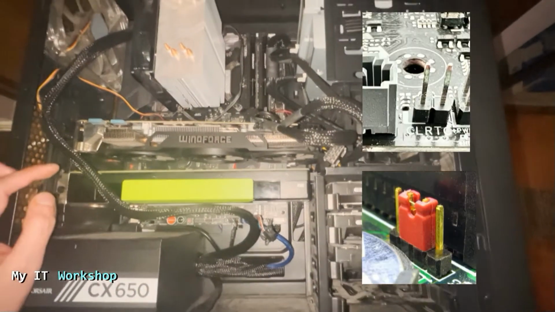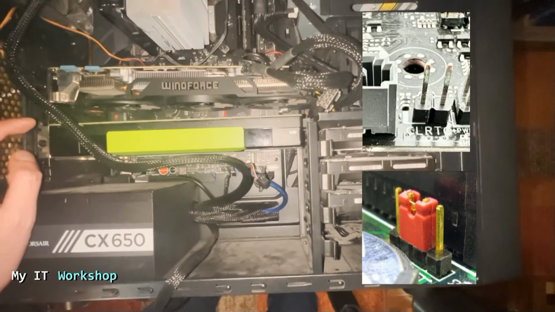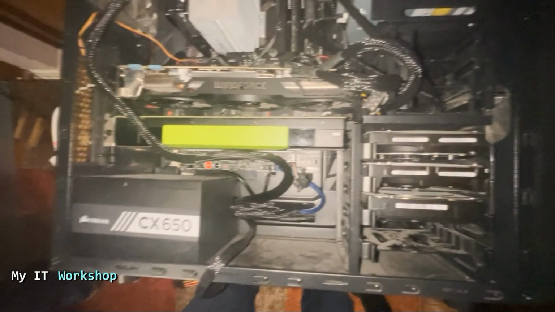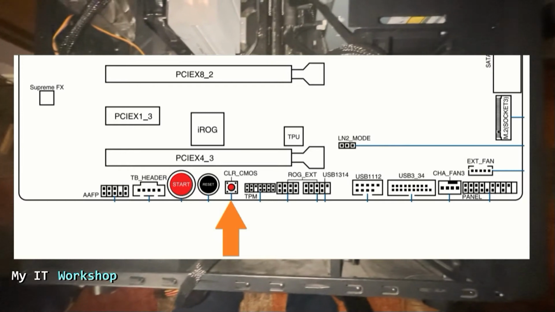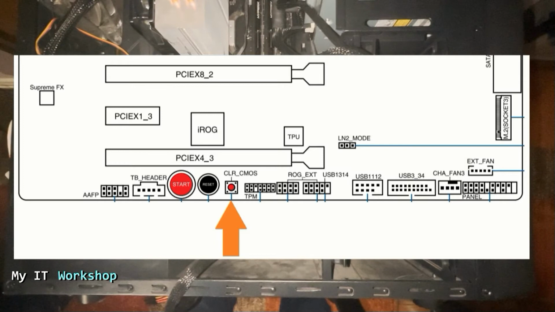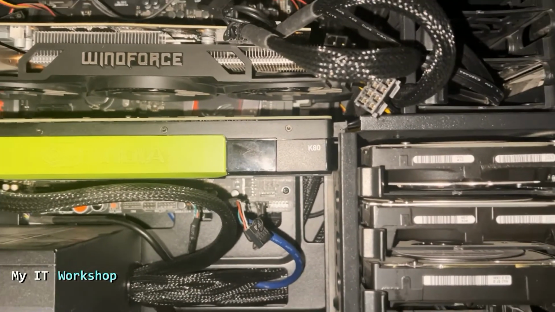We have to look somewhere on the motherboard for two pins, or pins with jumpers. I have put two pictures on the right, but the funny thing about this model is it has neither. This model has a button, the CLR CMOS button. You can see it with an arrow over there. This is the one we have to find. That's why I decided to do this video, because it's unusual, okay?